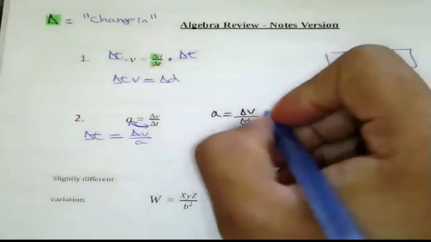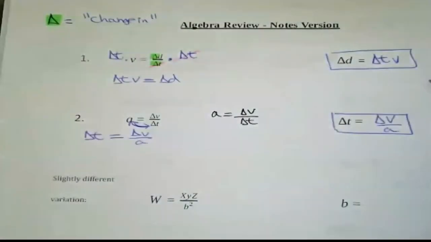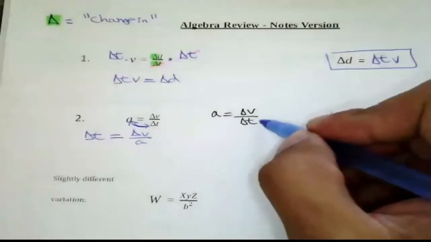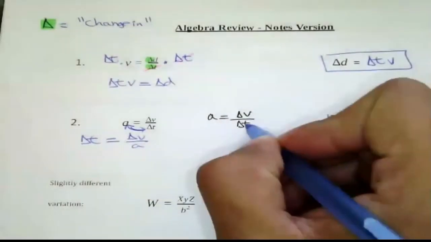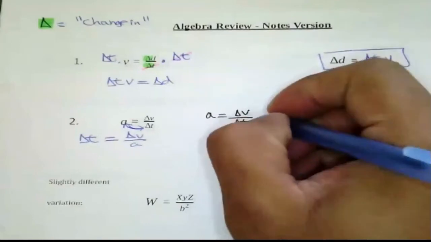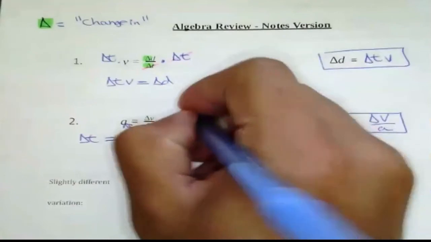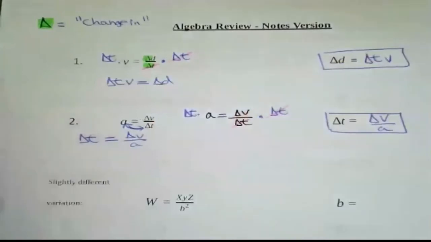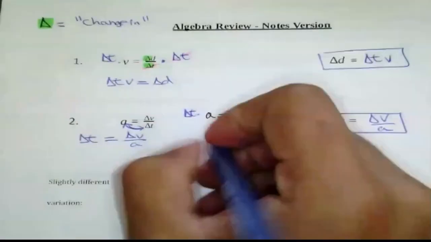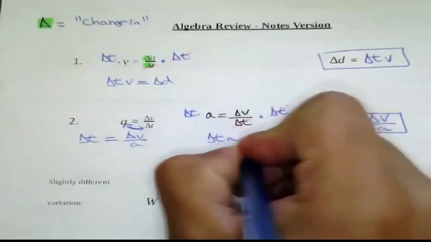So first things first, delta v is being divided by delta t, and when you have delta v being divided by delta t, you want to go ahead and do the exact opposite. And since this is on the bottom, you want to go ahead and multiply by delta t first. So multiply delta t on one side, multiply by delta t on the other. These two cancel out. And now go ahead and rewrite your equation the way that you see it. So delta t times a is equal to delta v.